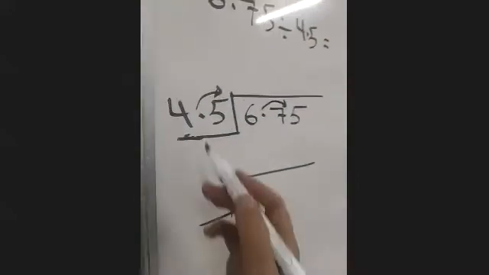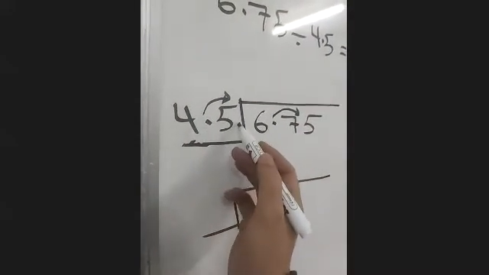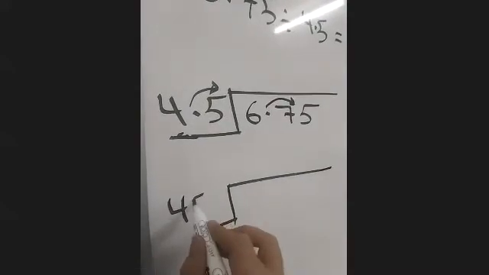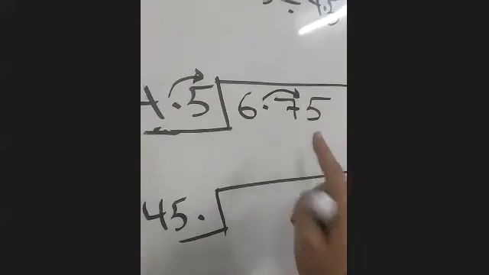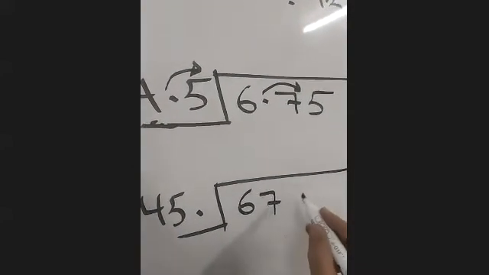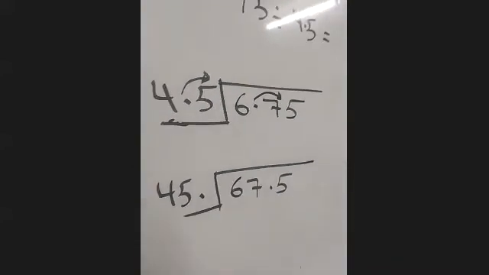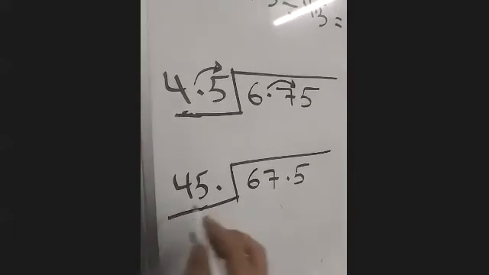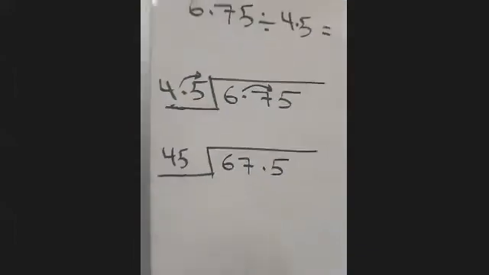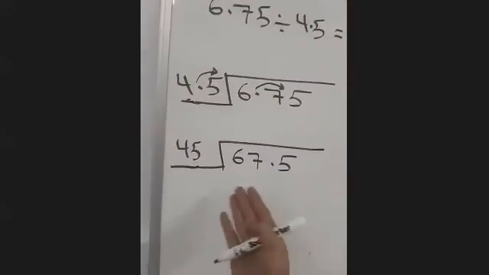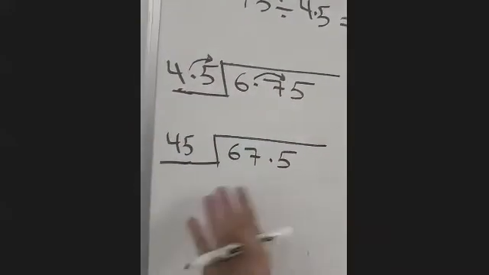What are the new numbers? Look, here the decimal will be after 5. It's 4, 5 decimal. And here the decimal will be between 7 and 5. 6, 7 decimal 5. Now, this decimal has nothing after it, so no need for it. Now we have new numbers. Look here and look here.